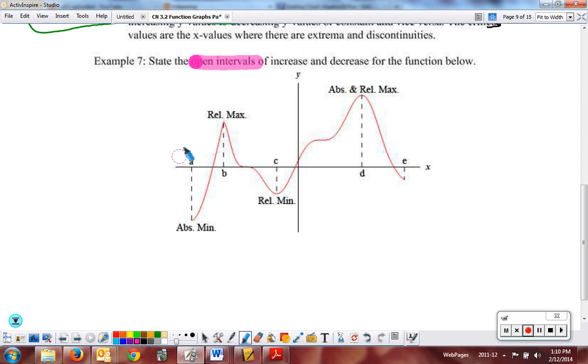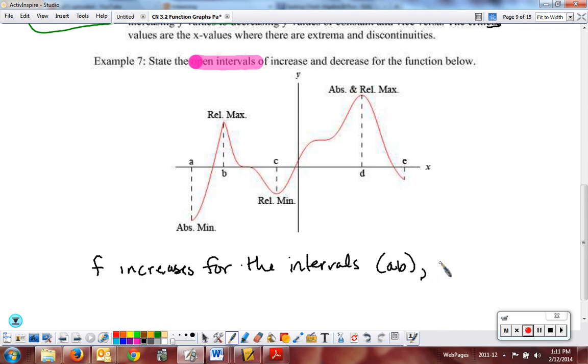So if I was looking at this kind of example that we have here, and usually these are not sets, we're just listing the intervals for which it's going to happen, we would say f increases for the intervals, and let's name the intervals. What are the intervals for which I am increasing? A to B, comma, C to D, and is that it?